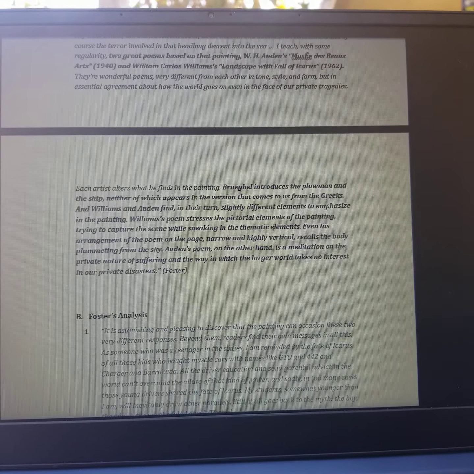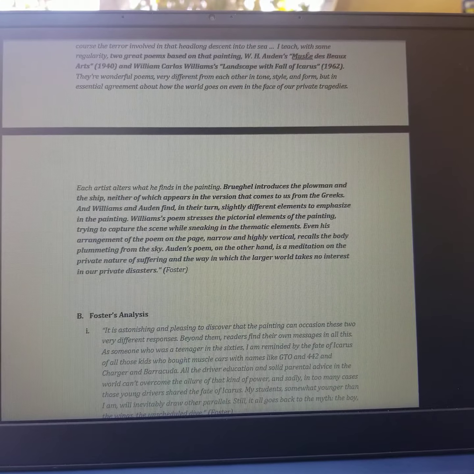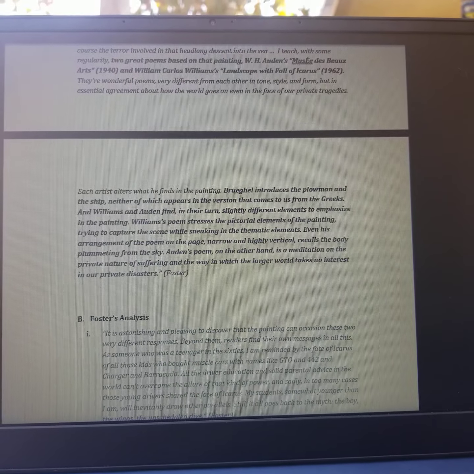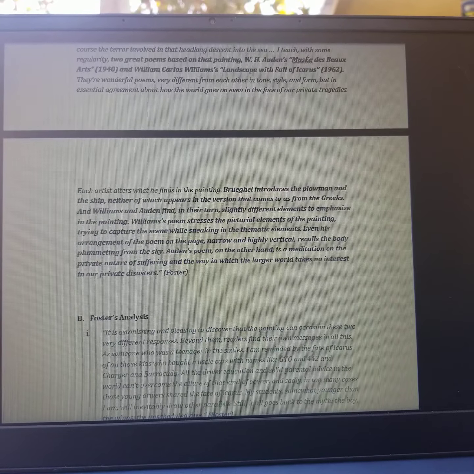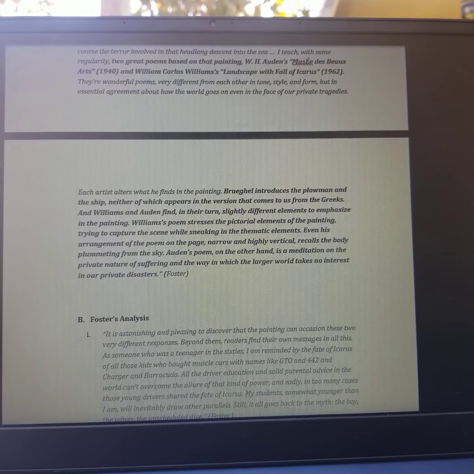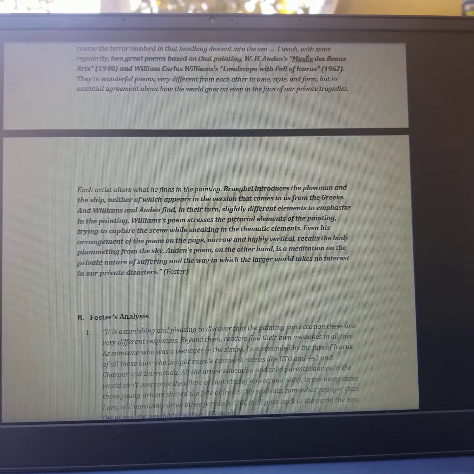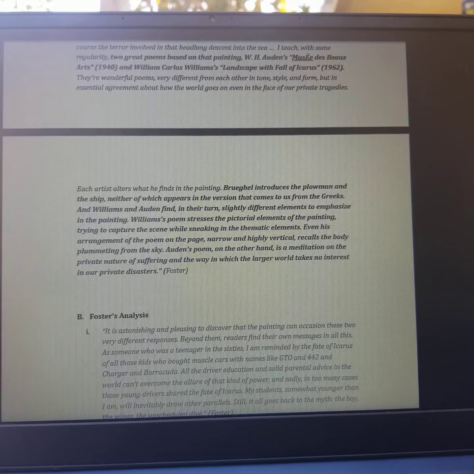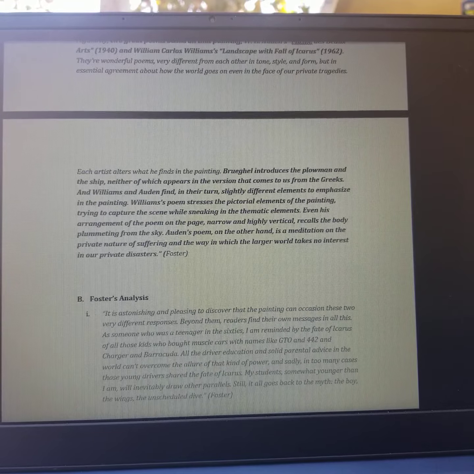Williams's poem stresses the pictorial elements of the painting, trying to capture the scene while sneaking in the thematic elements. Even his arrangement of the poem on the page, narrow and highly vertical, recalls the body plummeting from the sky. Auden's poem, on the other hand, is a meditation on the private nature of suffering and the way in which the larger world takes no interest in our private disasters.